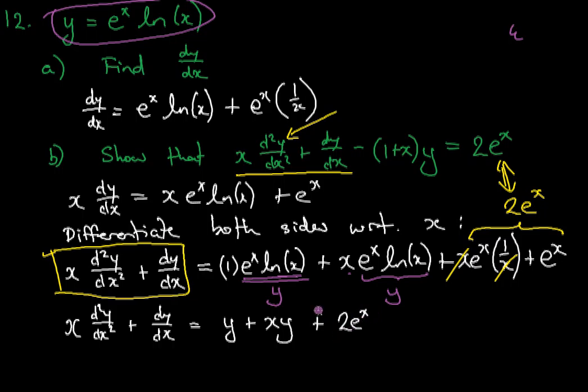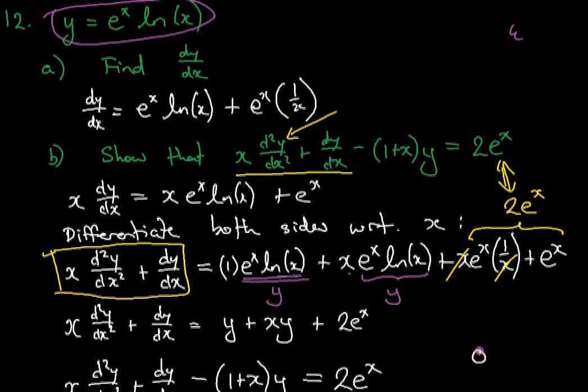Well, we're very close now. All I'm going to do is factorize this one and move it to the other side. So I get x d squared y by dx squared plus dy by dx minus 1 plus xy, which is this term factorized and moved to the other side, equals 2e to the x. And that's exactly what we're asked to show. So we put a QED, quod erat demonstrandum, what we set out to prove, and we close this off.